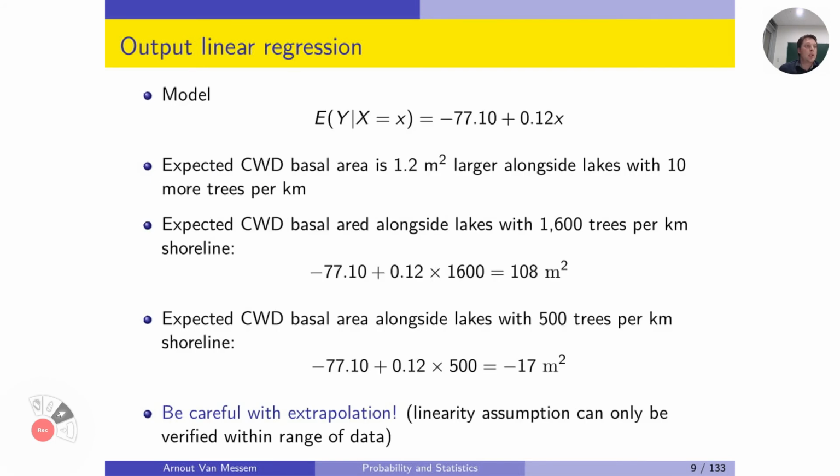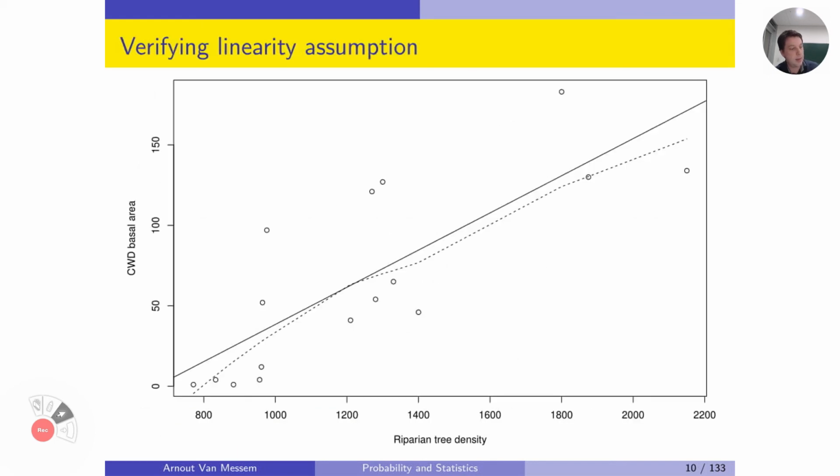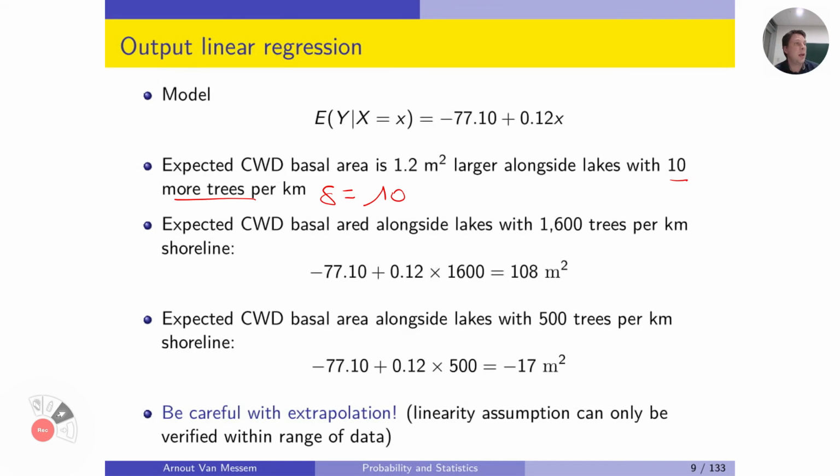If we then look at the interpretation of the model, we can say the following. In this case, the basal area is given by the model: minus 77.10 plus 0.12 times x. If we take an increase of 10 in the variable x, so we have 10 more trees per kilometer, so delta is 10, then we see that the expected basal area increases with 1.2 square meters. So we just look at beta times delta. If we have 10 more trees per kilometer, the basal area increases with 1.2 square meters.